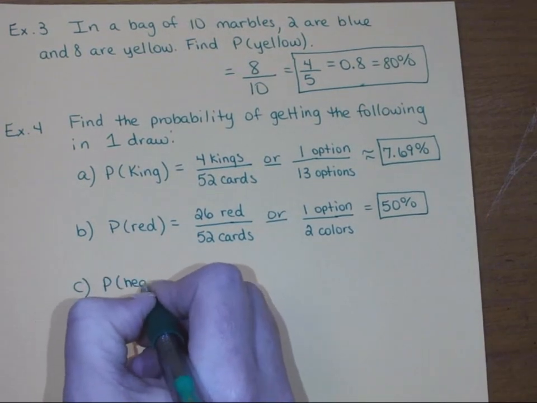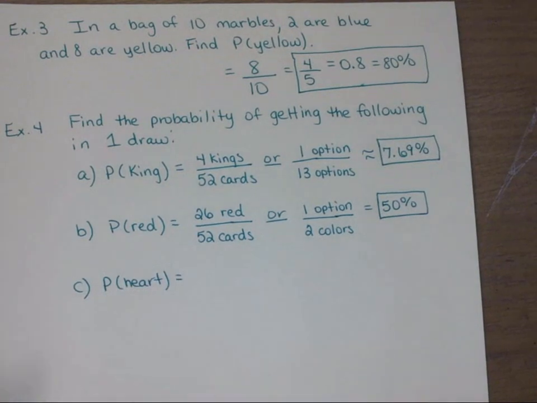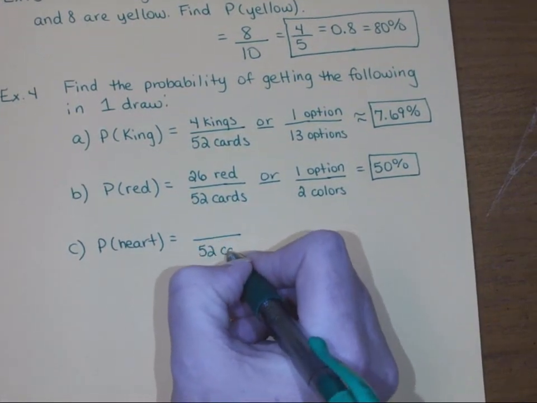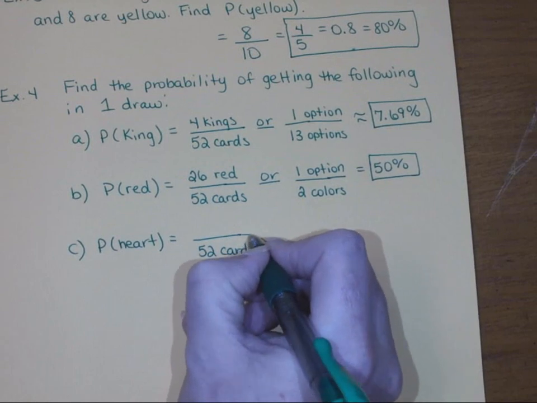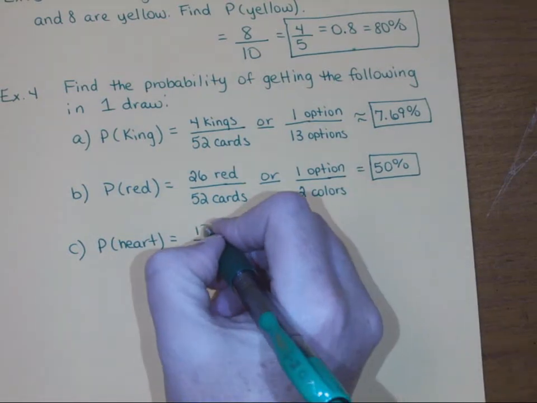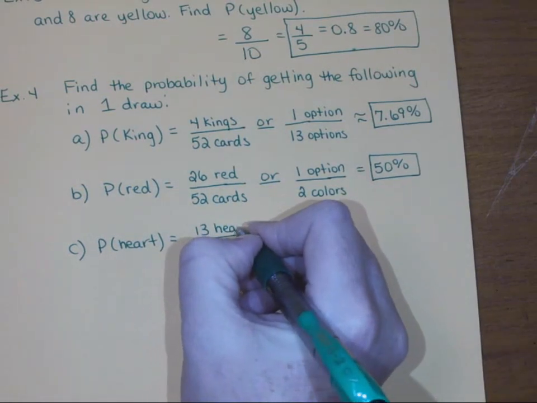All right, so what about the probability of the card being a heart? We can talk about the whole deck. There are 52 cards, right? A fourth of them are each suit, so there would be 13 hearts.